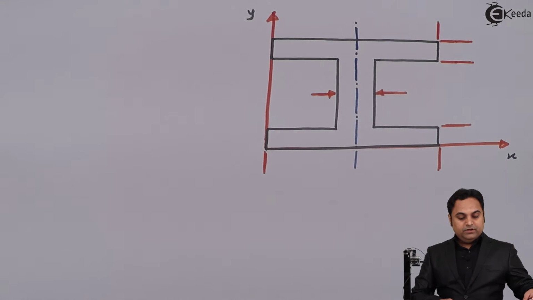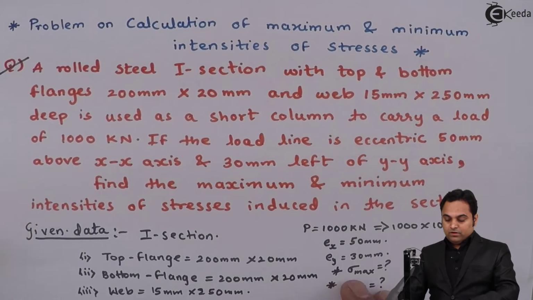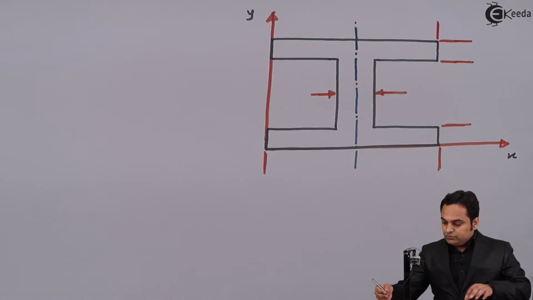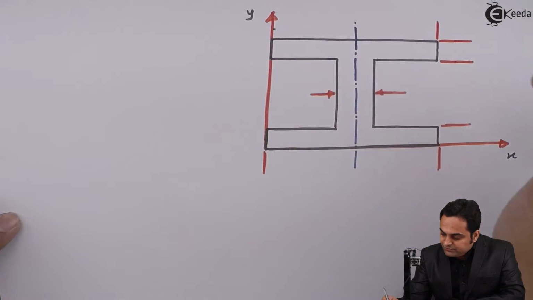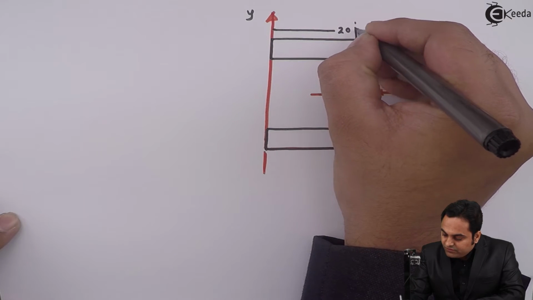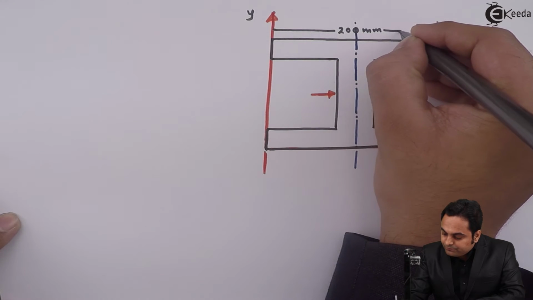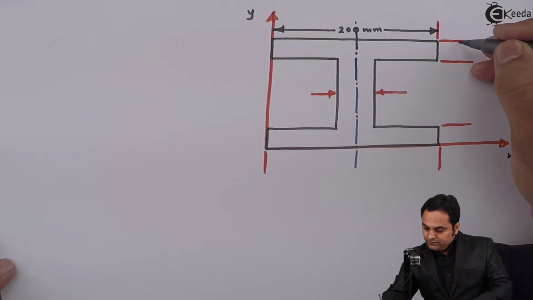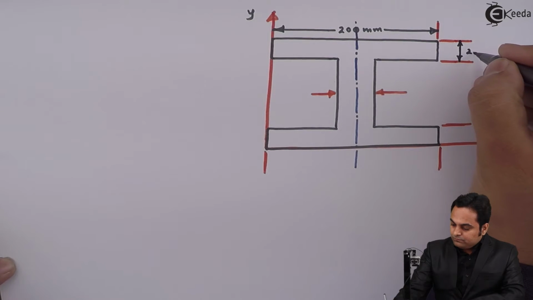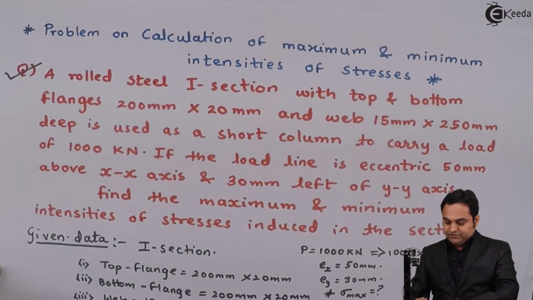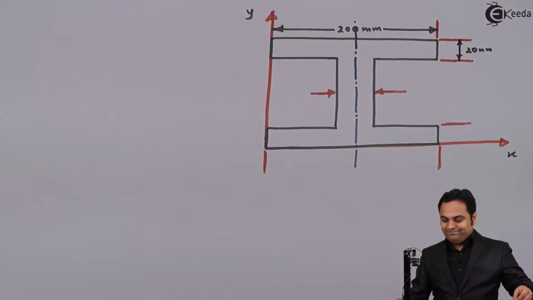Now, here it is given that the I section has top flange of 200 mm into 20 mm. So here the top flange is having width equal to 200 mm and this depth is 20 mm. Similar dimensions are there for the bottom flange as well. It is mentioned 200 into 20.